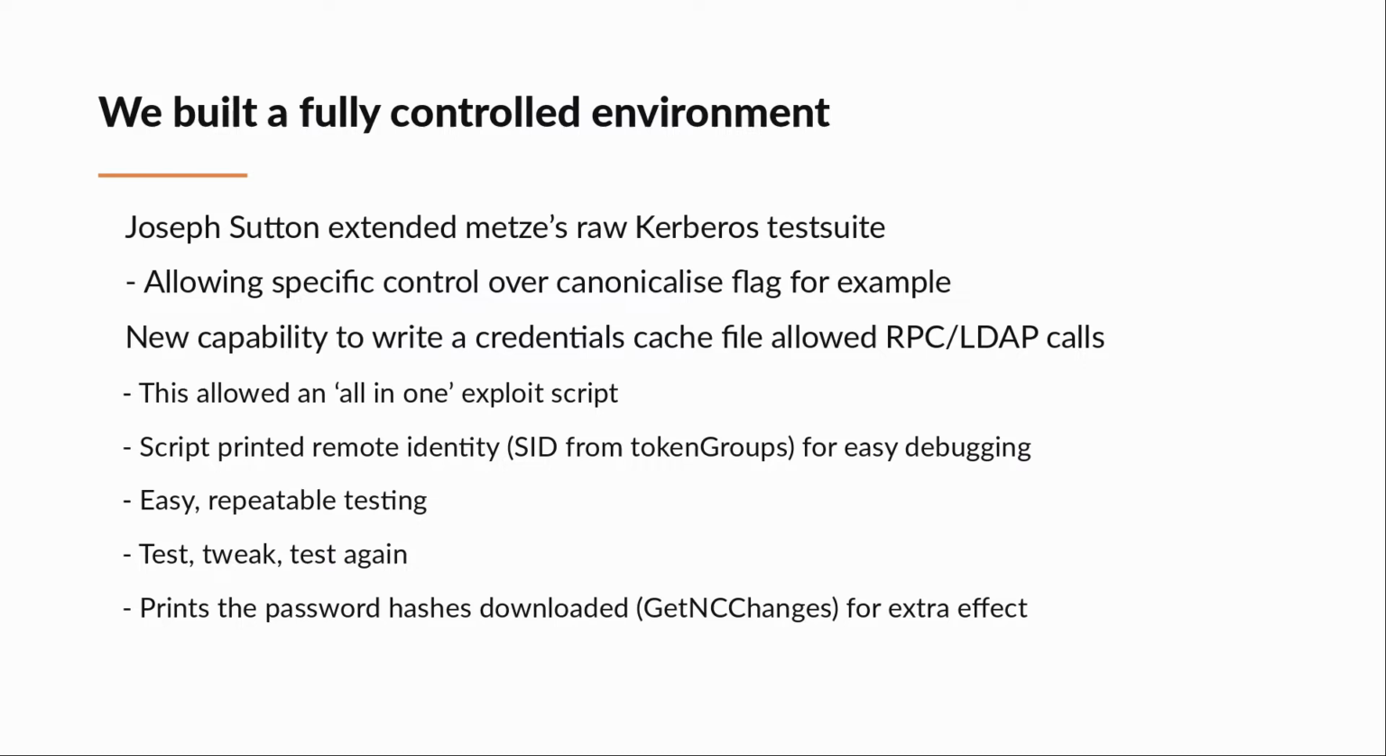And this allowed us to bridge the Kerberos test suite, which was only focused on reading and writing just these raw ASN.1 packets and doing the maths on it, to being, okay, use the keys we've got. And this allowed us to build all-in-one exploit scripts. And the first thing that we would do with them was that we could go and connect to LDAP and ask it for the token groups. That gets you back the user's SID, and it's really easy to see who you've become. You know that you've exploited the server.